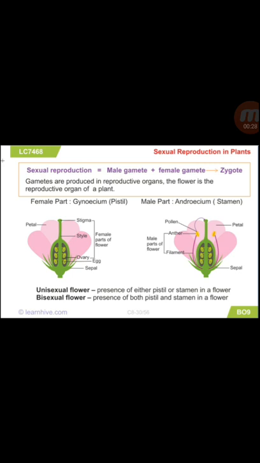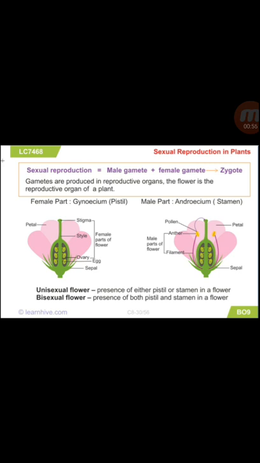Okay. So if we talk about flowers, we have two categories: a unisexual flower, in which either pistil or stamen is present, meaning a single type of reproductive organ is there, either the male or the female, and a bisexual flower, in which both the reproductive organs are there.